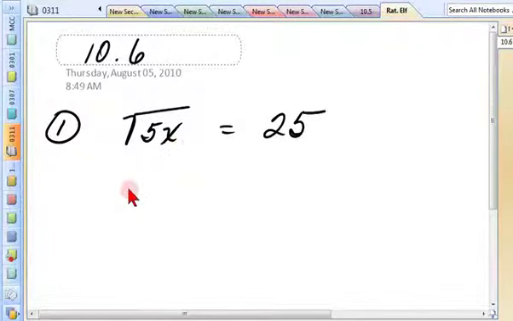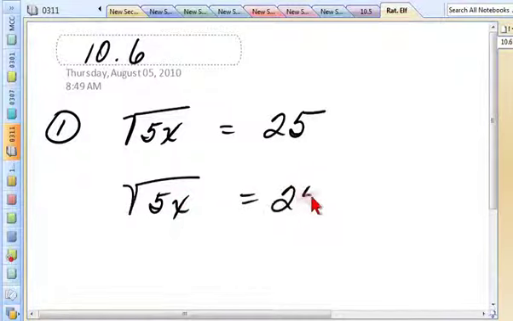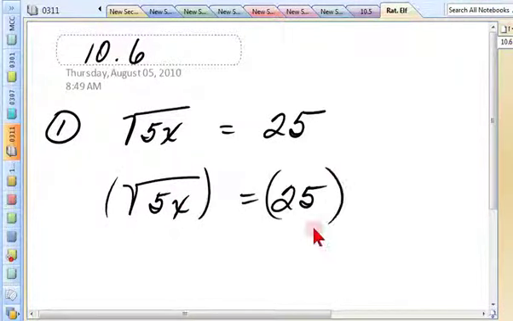So what I'm going to do, now in the future, I'm not going to copy it over, but I will in this problem. I'm going to put the left side in parentheses and the right side in parentheses, and I'm going to square the left side and square the right side.